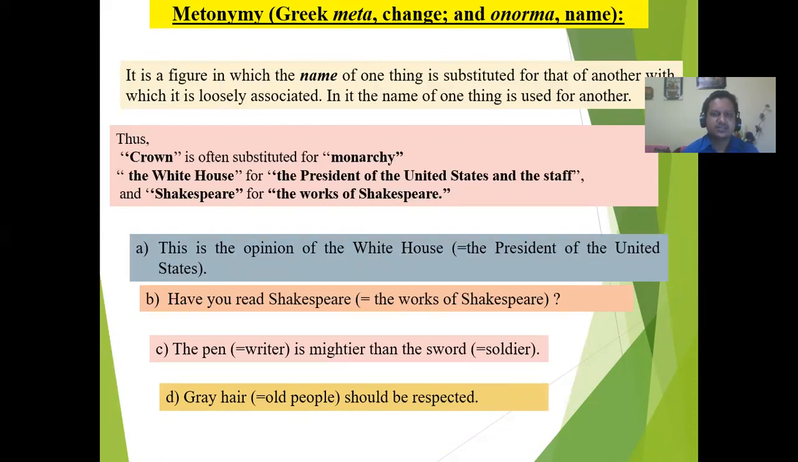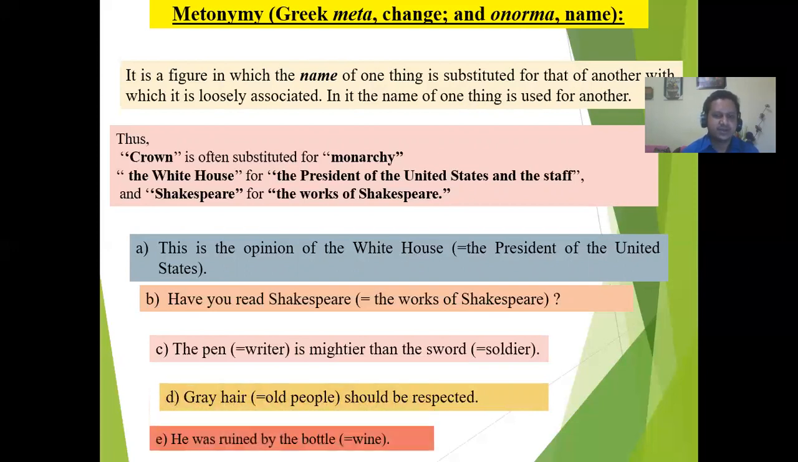These words, the name of one thing, are substituted for another thing with which they are loosely associated. Crown, White House, Shakespeare, pen, sword, gray hair have been used for other words. They are substituted for other words. Another example is, he was ruined by the bottle. So that means he was ruined by the wine.